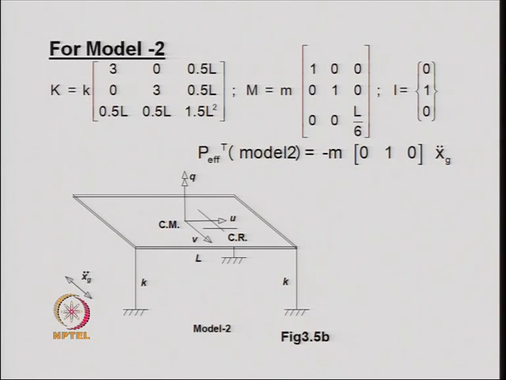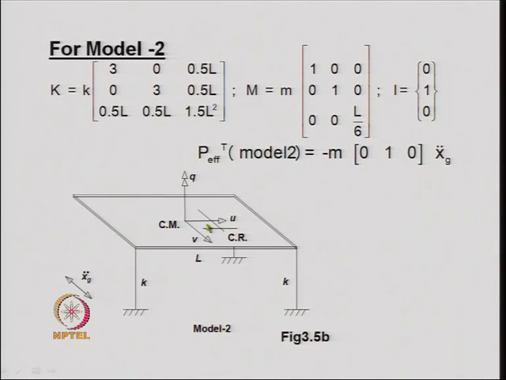For model 2, it is fairly simple, and we can see that since we have declared the degrees of freedom at the center of the mass, for this direction we have a mass of m, and for this direction we have a mass m. For the rotational degree of freedom, we have ml by 6, that is the torsional mass or mass moment of inertia about the vertical axis. Other terms are 0. So, this is a classical lumped mass matrix that we generally see in most problems. The influence coefficient vector I becomes 0, 1, 0.